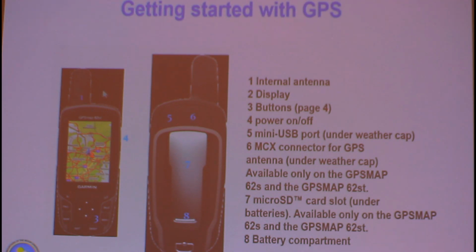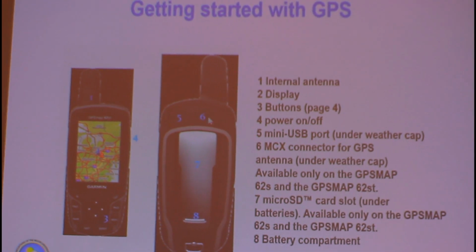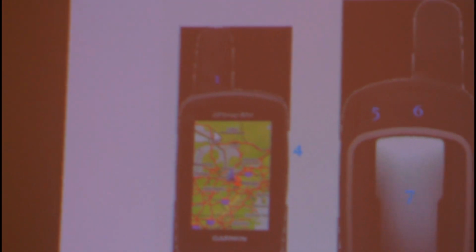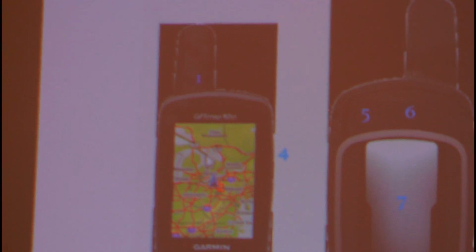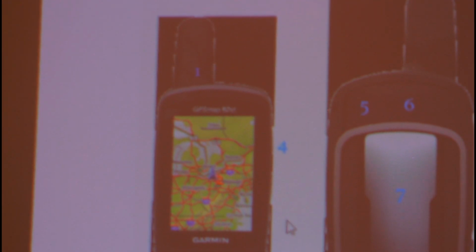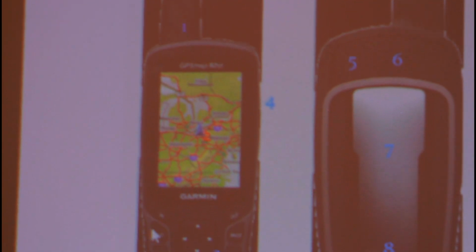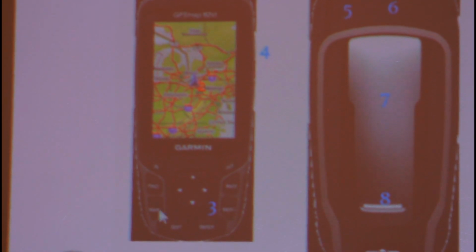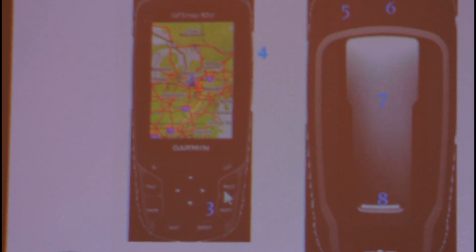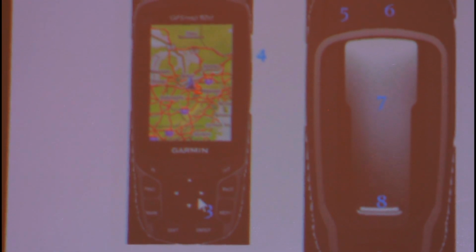If I start with one, for example, this particular GPS has an antenna, what we call the internal antenna, here labeled 1. It has a display, here the screen, which is number 2. Whatever you do is displayed here if you switch it on. It has buttons here, which is 3. And normally it has different buttons, as we are going to see. It has the buttons that you use to input data or to record the data.